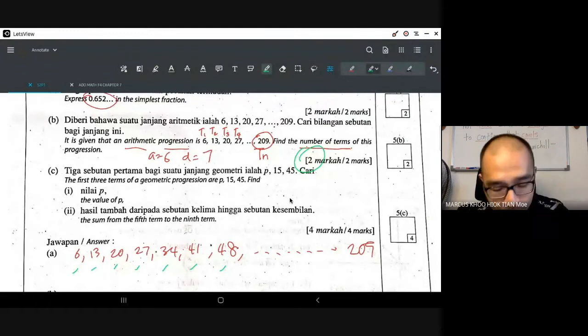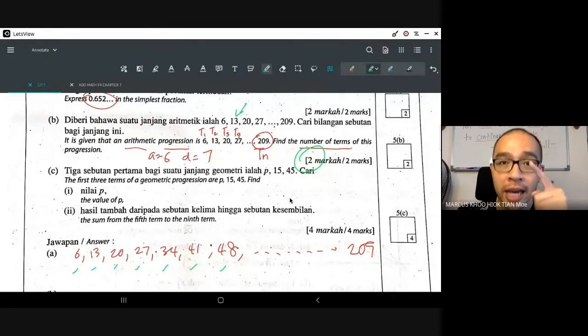Okay, a standard 5 kid now can do this if you let him do it manually. Don't tell me a Form 5 student cannot do this if I ask you to do it manually. Don't embarrass yourself. A Year 5 kid can do this. But manual is indeed very long. He has to count 6, 13, 20, 27, 34, 41, 48 up to 209.